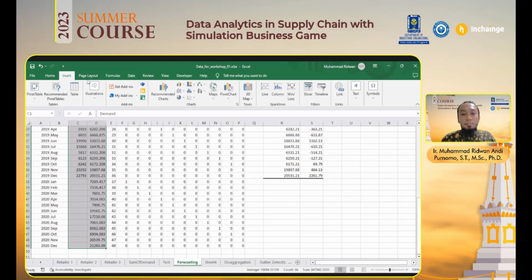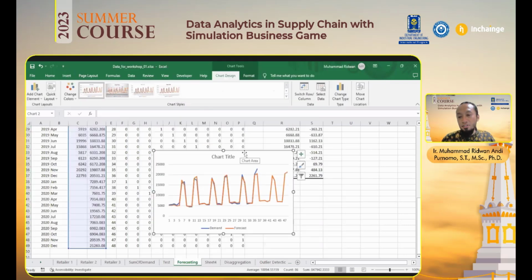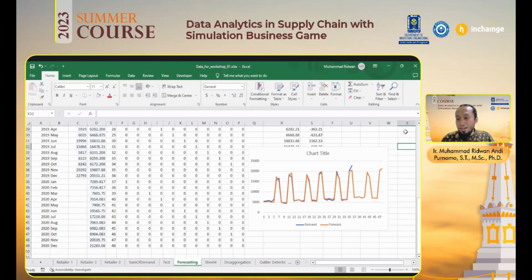Okay, then after that, recommended chart. Then we will use this. Then we click OK. Then we got this chart, a comparison of demand and the demand forecasting, the real demand and the demand forecasting. Very nice. We cannot get this nice result using just normal regression, because we need to consider the seasonal and also the trend of every month.